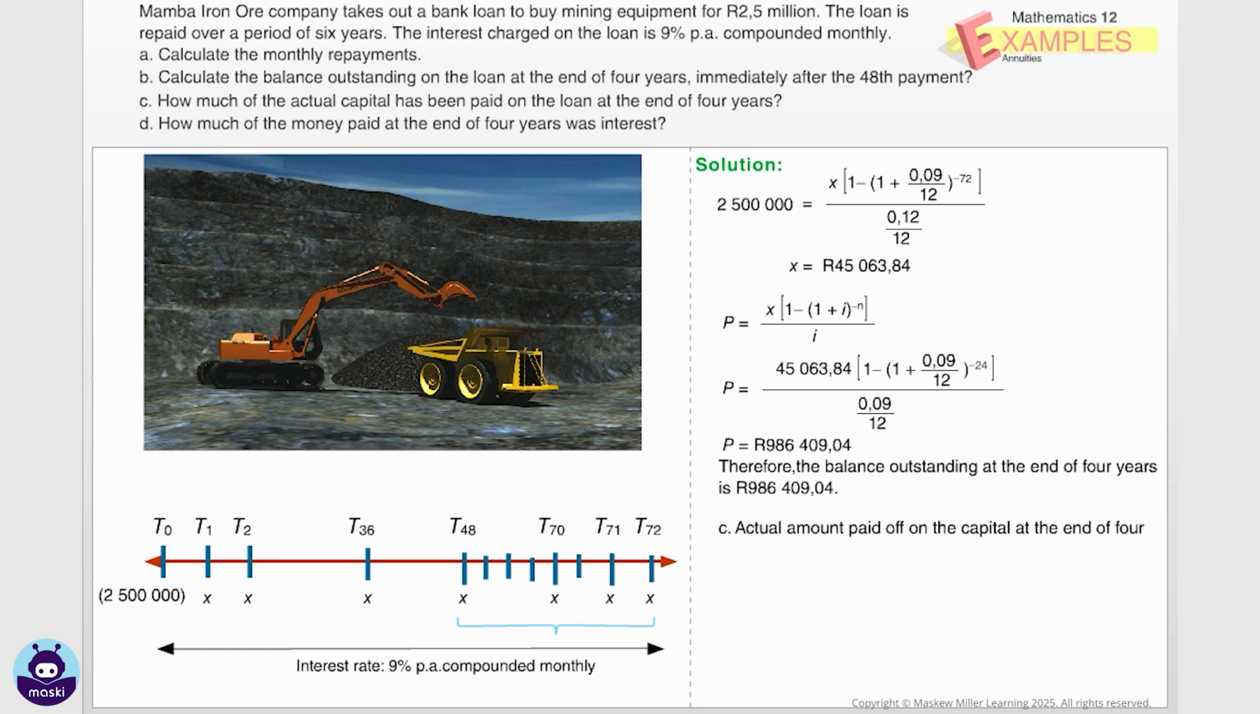Actual amount paid off on the capital at the end of 4 years equals loan amount less outstanding balance of loan equals 1,513,590 rand and 96 cents.